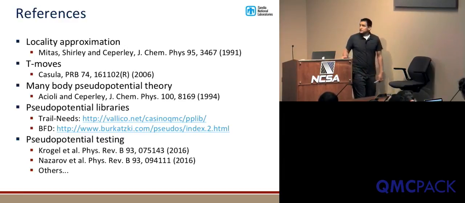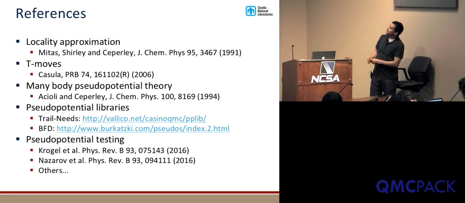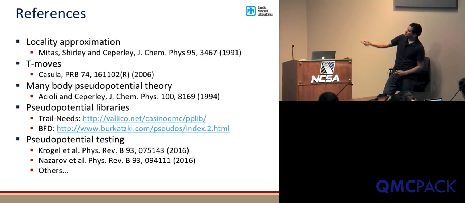So here are the references. For the locality approximation, I haven't updated the T-moves to include the second paper on the variational. This is the paper on the many-body pseudopotential theory, and there's actually been a couple of follow-ups by the Cambridge group where they've implemented some many-body potentials.